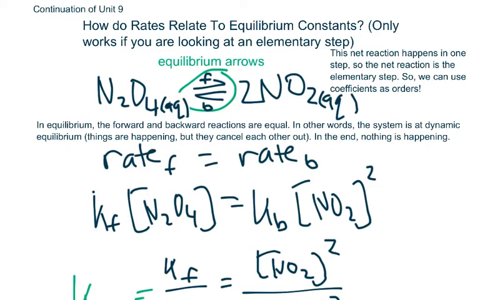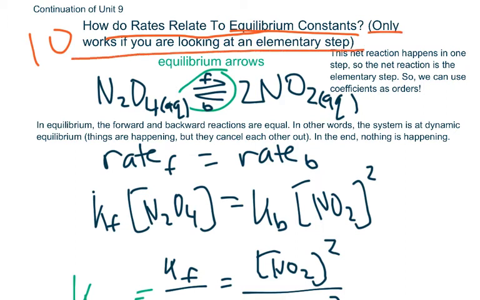Hi everybody, in this video we are going to talk about equilibrium constants. But before we do that, I want to connect Unit 9, which was a unit about rates, to this unit, Unit 10. So how do rates relate to equilibrium constants? Now, this idea only works if you are looking at an elementary step, so just take a note of that.